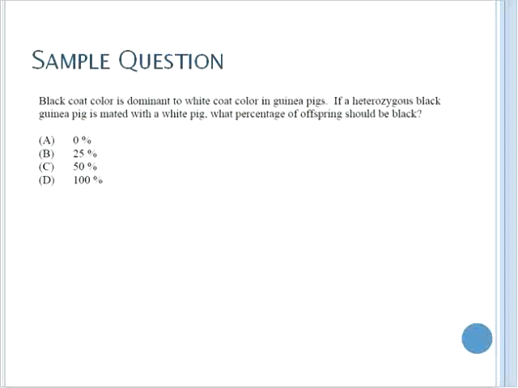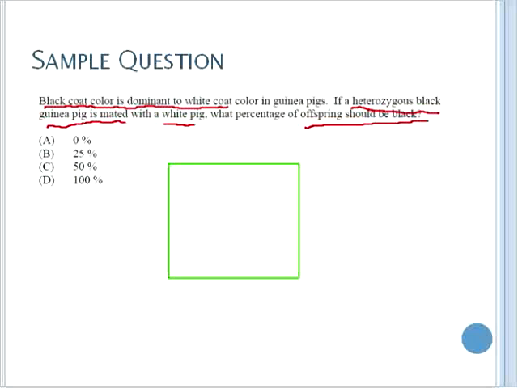I present the following to you for consideration. In this cross, you are told that black coat color is dominant to white. If a heterozygous black guinea pig is mated with a white pig, what percentage of the offspring should be black? The quick way to do this, the proper way, would be to firstly construct a Punnett square for yourself.